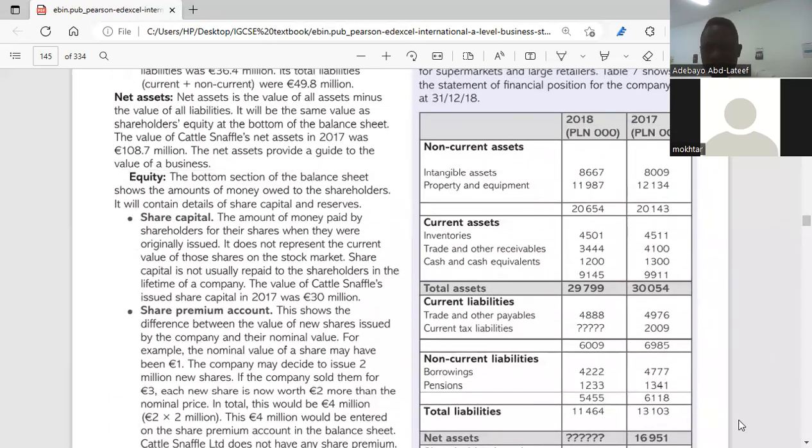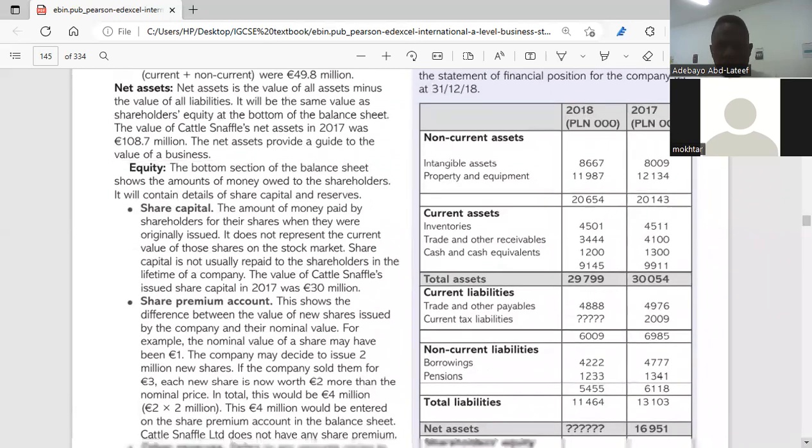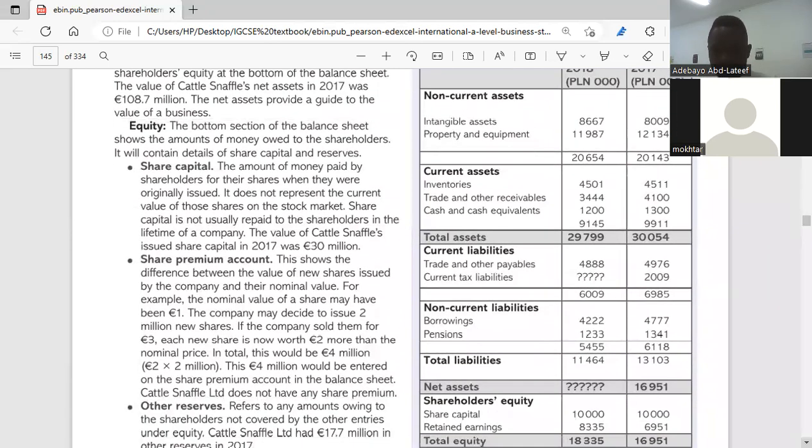So this is the financial statement on the right side here. You have your non-current assets, intangible assets, the property. These are the items that have to be there. For your current assets, you have the inventory, the trade payables, the cash equivalents. Then your total assets will be your current assets plus your non-current assets.